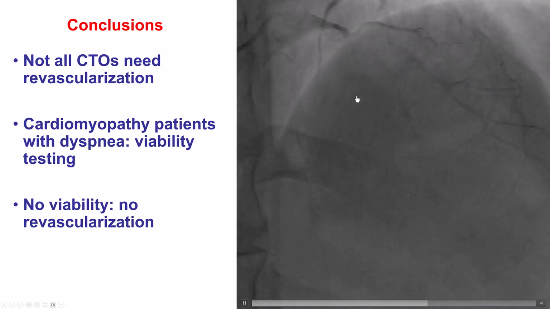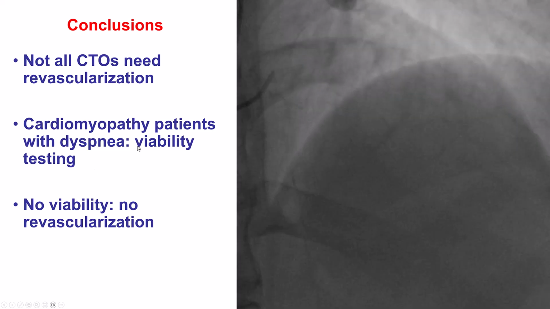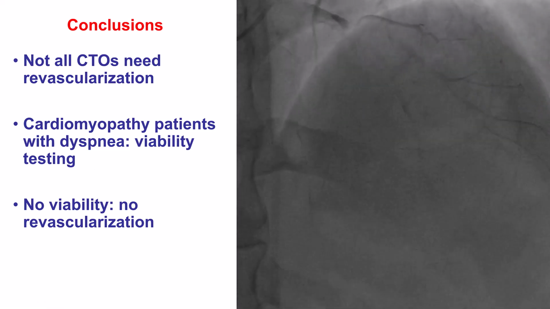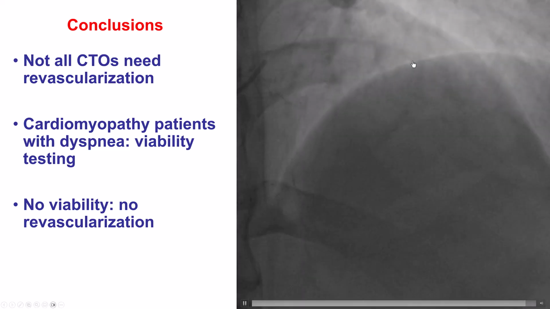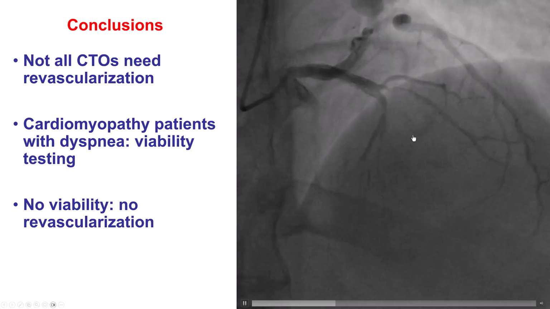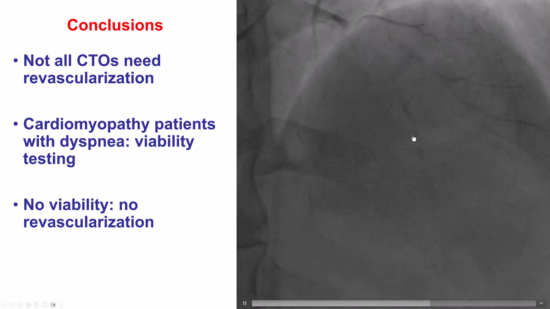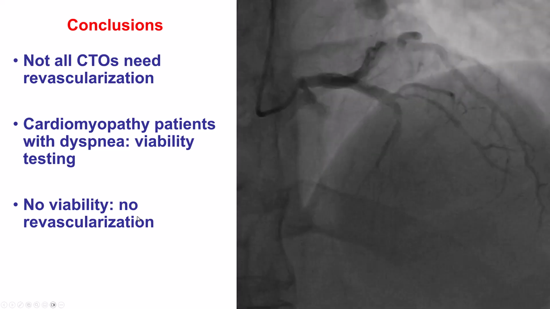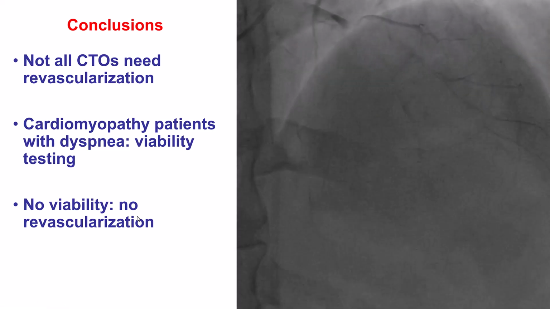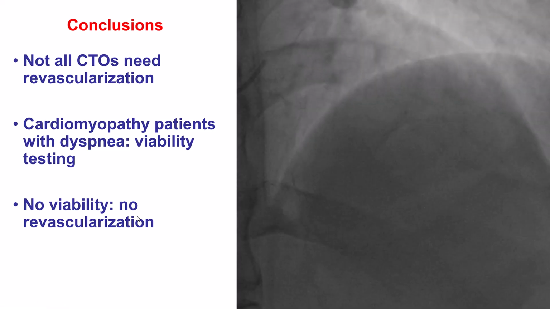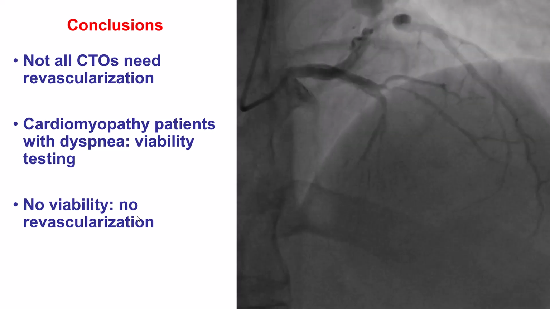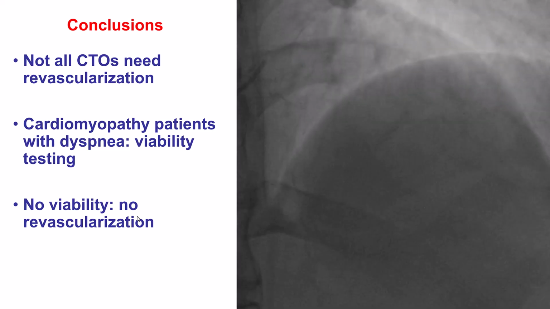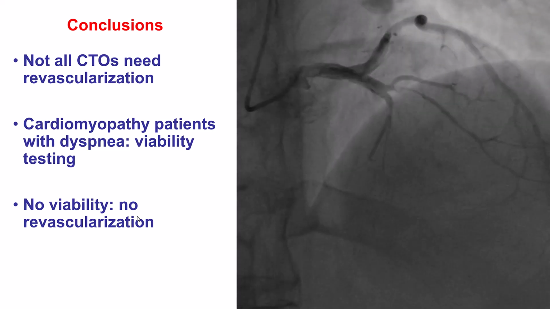The dyspnea was not the result of coronary disease per se, of the coronary lesions, but it was the result of the cardiomyopathy and the decreased ejection fraction. Since there was no viability, we decided to not revascularize the patient. So not every patient with a CTO needs revascularization, and ischemia and viability testing can be very useful in patients with ischemic cardiomyopathy who present with dyspnea.